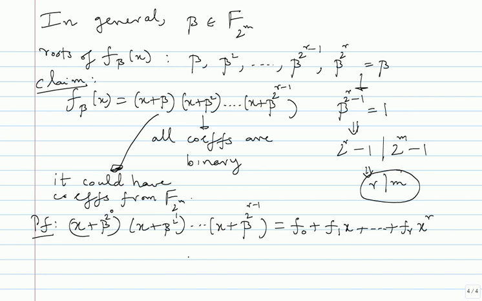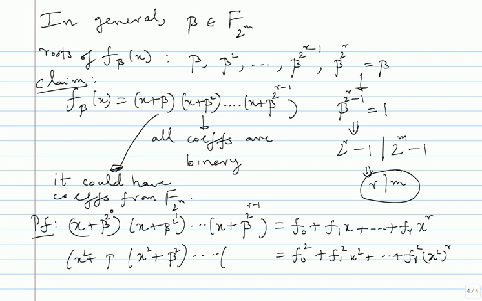So you get this. What will happen if I square both sides? If I square both sides, I'll get f1 squared x squared plus so on till f_r squared x squared to the power r. On this side, let's square term by term. If I square x plus beta, I'll get x squared plus beta squared. If I square this, I'll get x squared plus beta square.